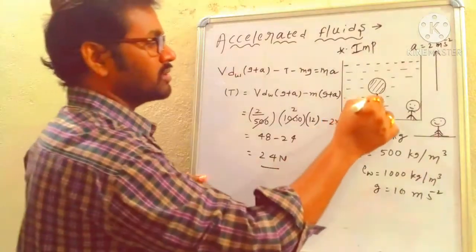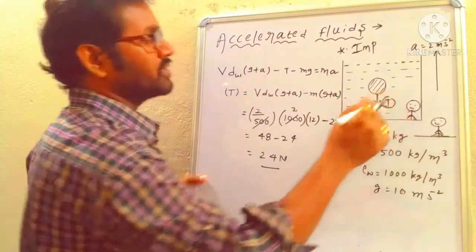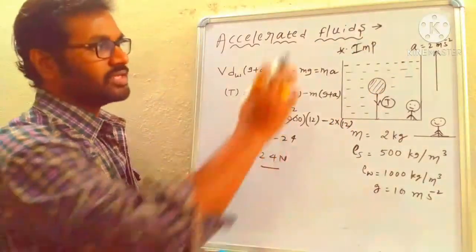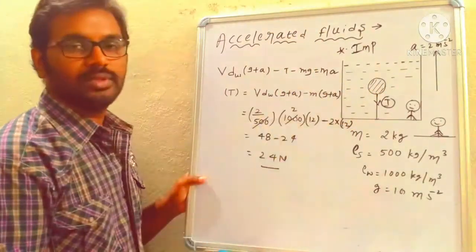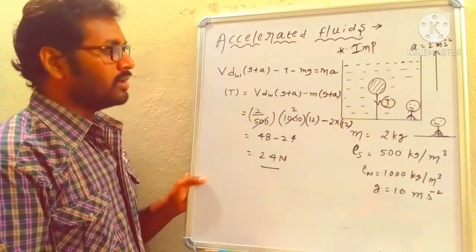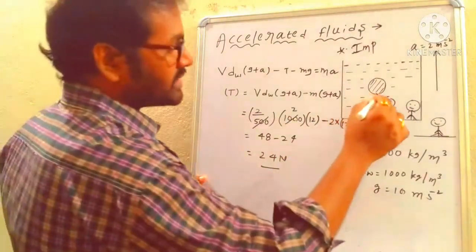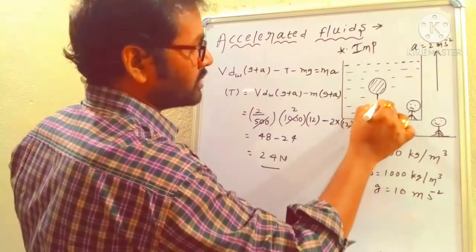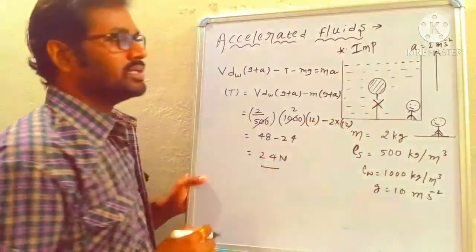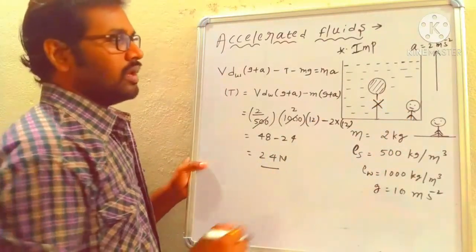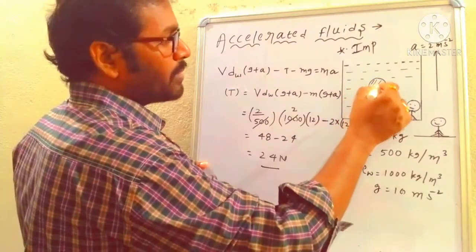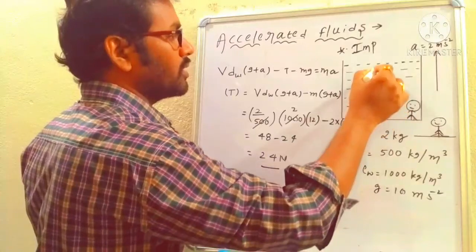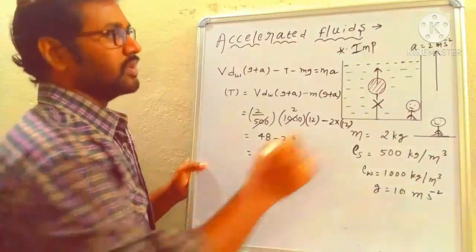So the tension which is produced inside this string as the system is moving upward with an acceleration 2 meters per second square is how much? 24 newtons. Now we are cutting this string, and because of the buoyancy force, it is moving in the upward direction.